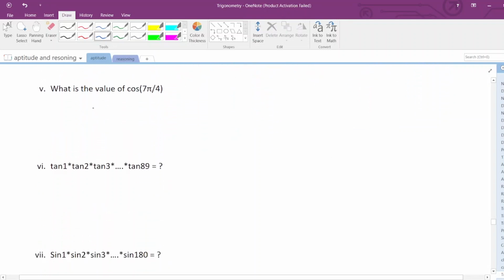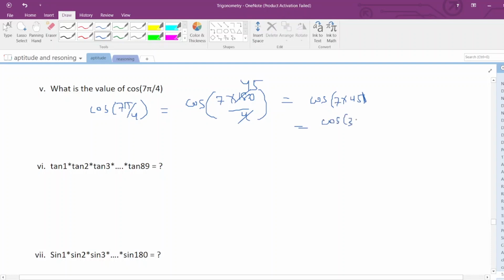See, next, moving to the next question. Cos 7 pi by 4. So how can we write 7 pi? Cos 5 can be written. 7 into 180 by 4, 5 into 180, right? 4 1s are 4, 4 4s are 16, 4 5s are 20, which is equal to cos 7 into 45. 45 7s: 90, 180, 270 and 315. So cos 315. We can write cos 360 minus theta, 45, right? Cos 360 minus 45, that can be taken as cos 315, right?